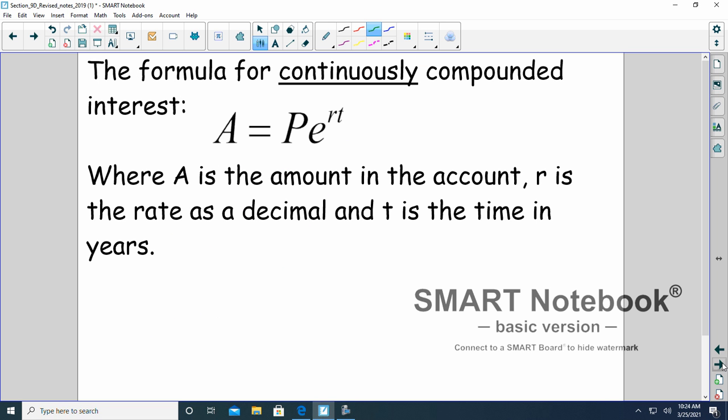That's what we're talking about, continuously compounding, where A is the amount in the account, R is the rate as a decimal, and T is time in years. This, for the most part, is how you should think about it.